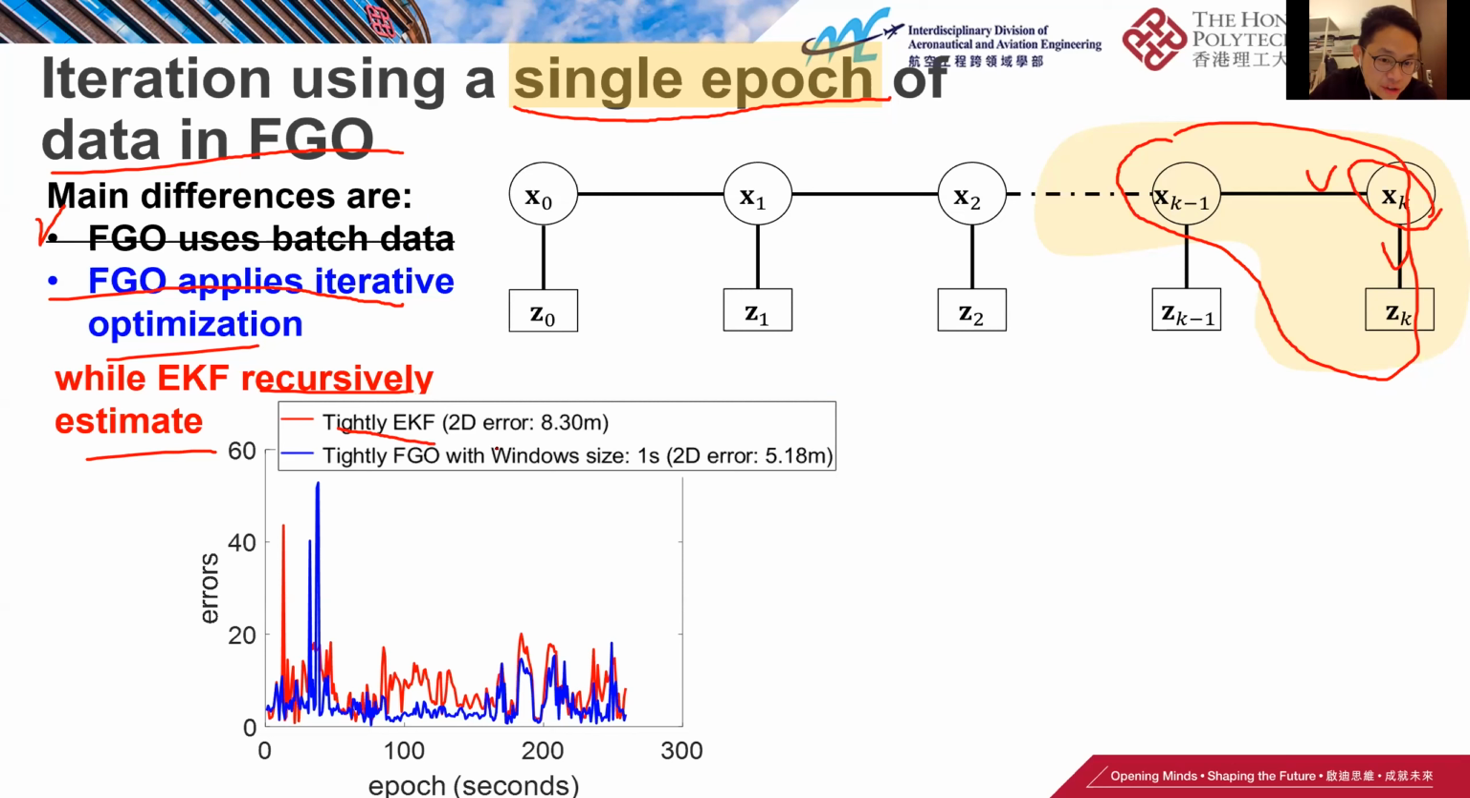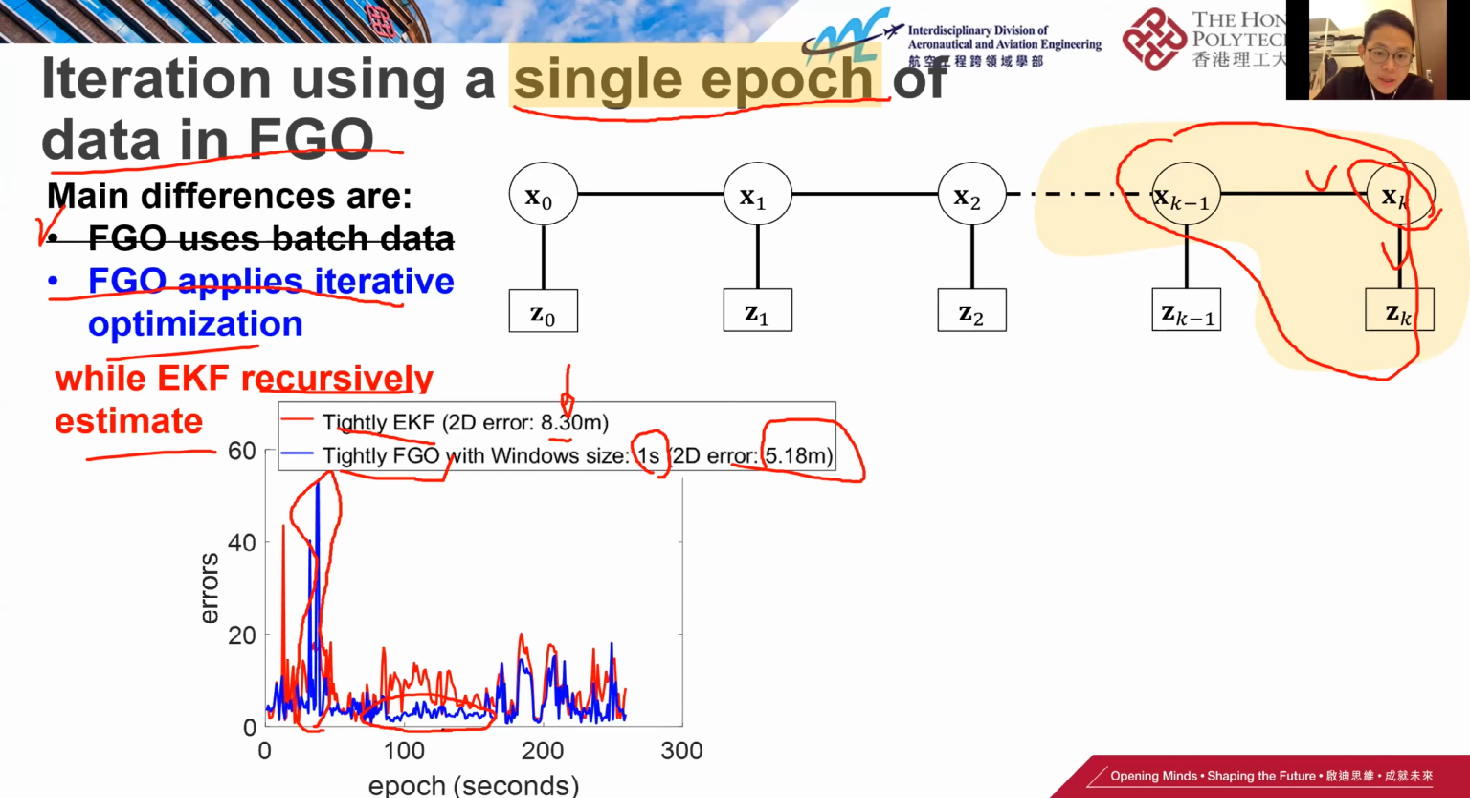For the tightly coupled EKF, this is the 2D error. Previously we mentioned it is about 8 meters, right? But for tightly coupled FGO with a window size of 1, meaning that we only use a single epoch of data, the error is still about 5.18 meters. You can see that in the first period here, FGO still has a very big error, because at this epoch, as you will see later, the data is not so good. The GNSS satellites, half of them are unlost, half of them are lost. So FGO cannot solve all the problems. But if you have some good measurements and more than the bad measurements, FGO does have good performance.